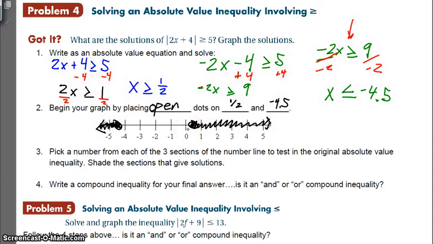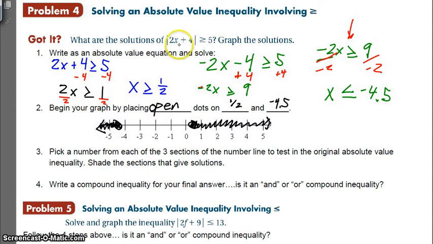So to check it, then we pick a number from each of the 3 sections. So let's just start leftmost. So let's go like -5. If I plug in -5 here, I'd get -10 when I do that multiplication. -10 plus 4 would be -6, and the absolute value of -6 would be 6. So is that greater than or equal to 5? Yes.